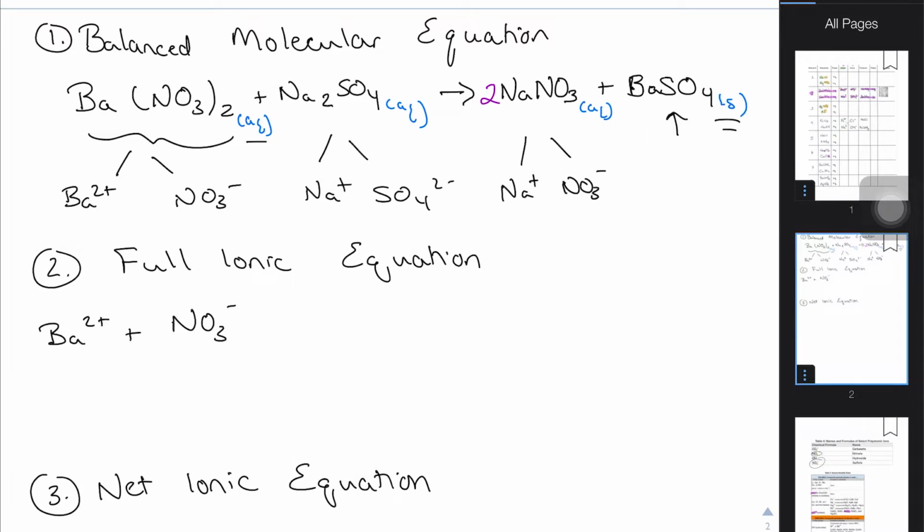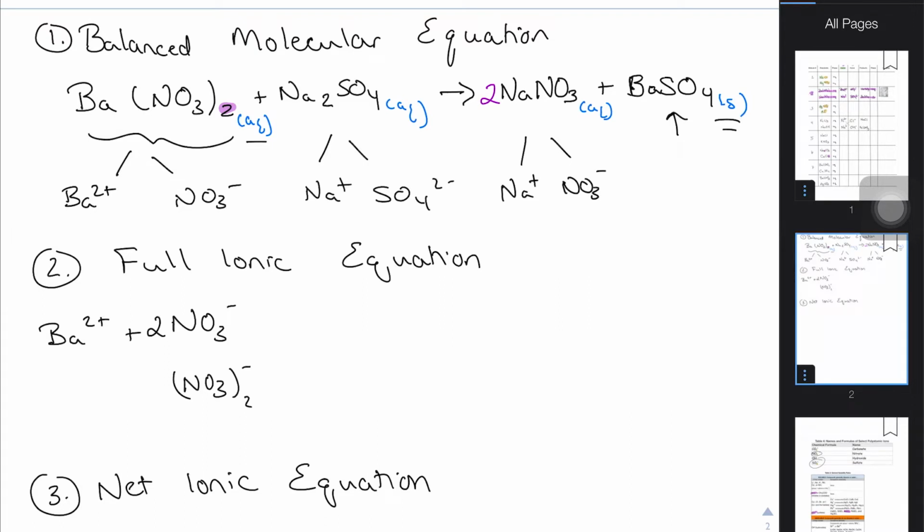But for the NO3, we don't just have one NO3 group, we have two of them. So we say we have two NO3 groups, which is very different than doing this, NO3 minus 2. That is not the case. We have two separate nitrate groups floating around.